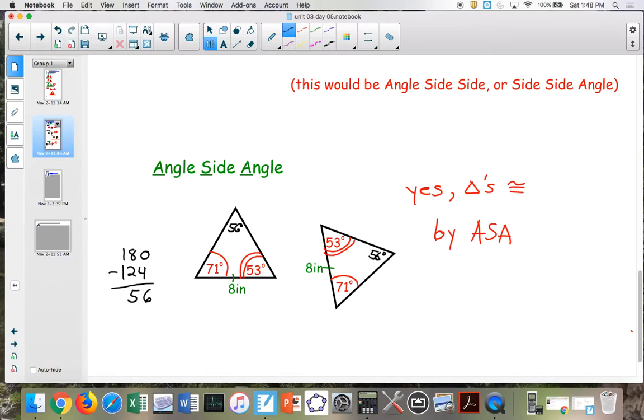So even if I was given, let's say, 71 and 56, and not given the 53, then I would have two angles, and then the side that's not in between them. So in that case, we'd have an angle, and then another angle, and then a side. This is actually the same idea as angle side angle. So that's why we really have 4 different ways we can prove triangles congruent.